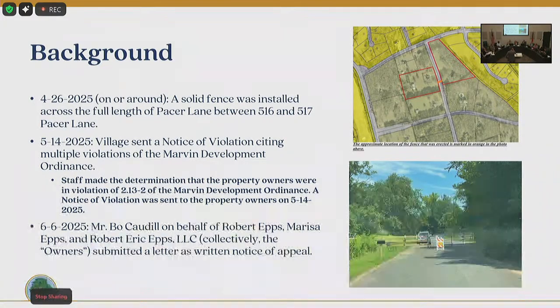Over Chestnut, there are additional properties that touch Pacer Lane, correct? On this side, yeah, coming down the picture. Yes. And if we were to continue tracking down the picture, eventually Pacer Lane comes to a T intersection with Saddle Ave, right? That's correct. Okay.